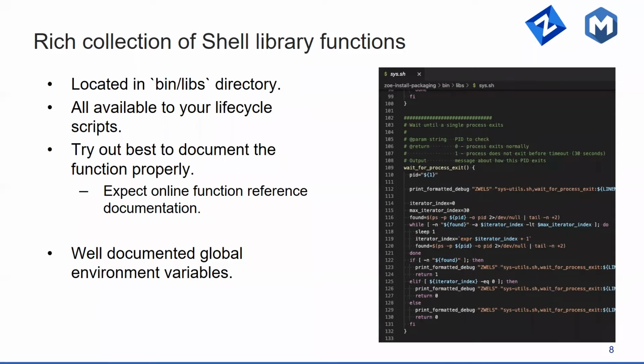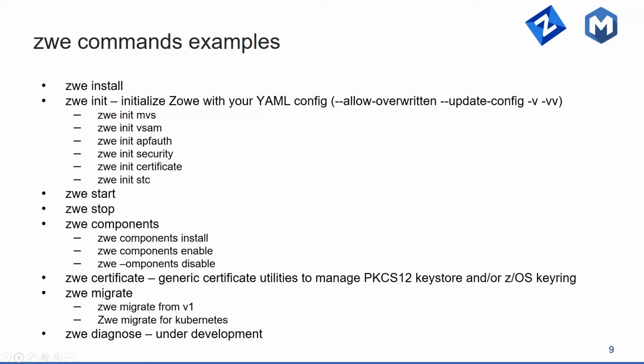Here are examples, almost a list of the major commands we are trying to use in version 2. We have zwe install, and we have zwe init. zwe init has 6 subcommands, and we run them in this sequence. And we have zwe start and stop. For component and extension install, we have zwe components install, enable, and disable. Sorry, I have a typo there.